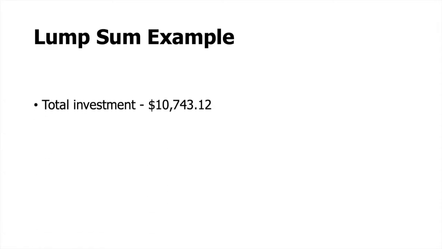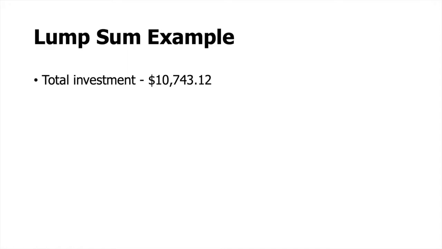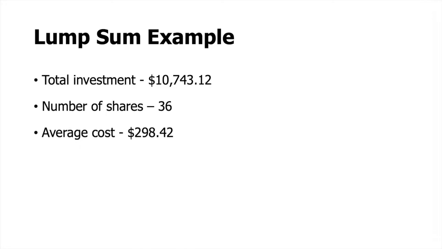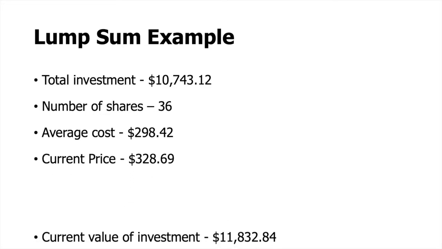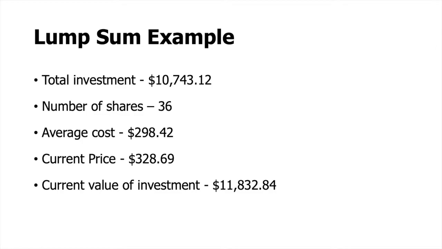So we've made a total investment of $10,743.12, and for this we've got 36 shares. The average cost here is $298.42 per share, and the current price is $329.69. So the current value of our investment here is $11,832.84, which represents an increase of 10.1%.